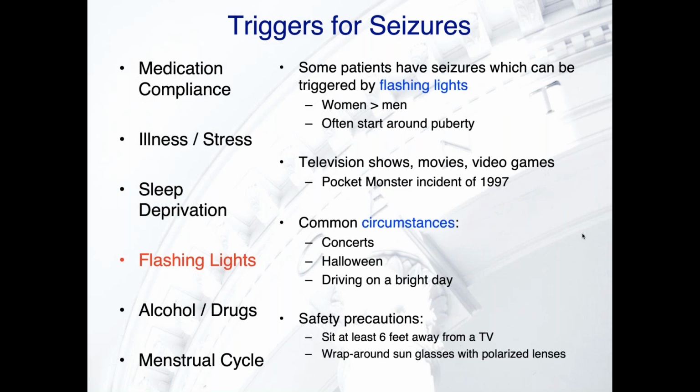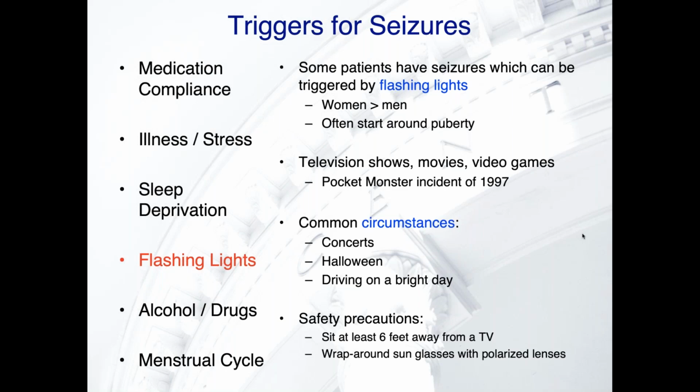Flashing lights are a trigger for some people with epilepsy. Now, this is the minority of people, but for some people, they can be very susceptible to certain frequencies of flashing lights. It's a little bit more common in women than in men, and it often tends to be a feature for epilepsies that start a little bit later in life, around the time of puberty, as opposed to ones that start a little bit earlier.